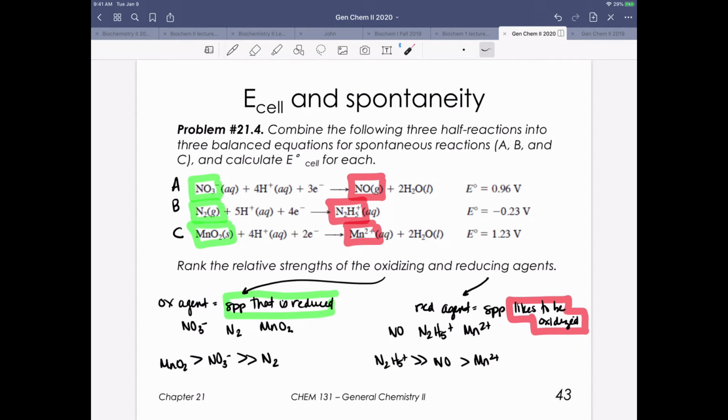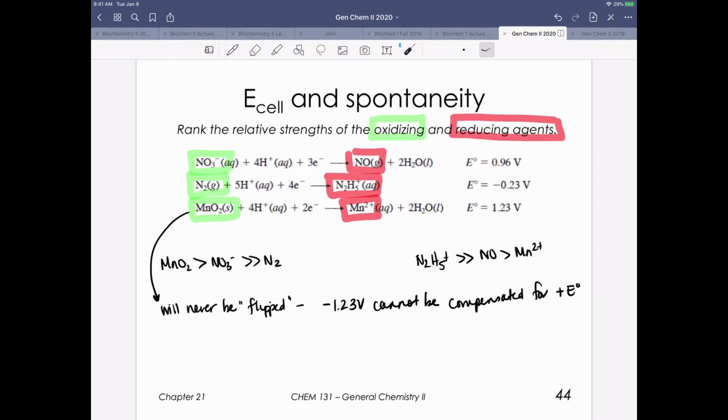So again, that's a kind of difficult concept to think about, but a really important skill. You're going to see questions where you're going to rank or see a laundry list of things, and you're going to be asked, who is the strongest oxidizing agent or the weakest reducing agent? Okay? All right.